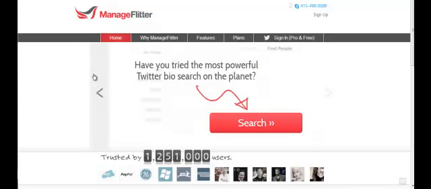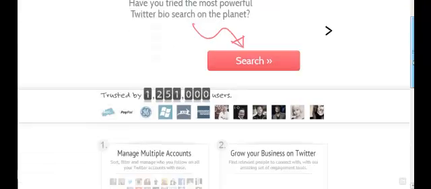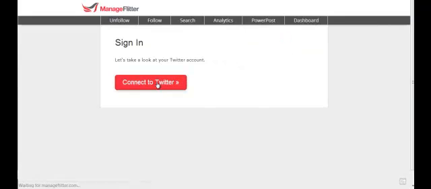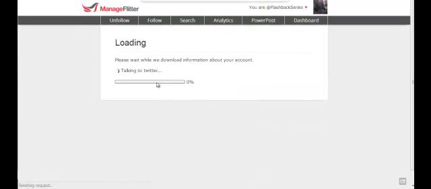We're going to now transition to ManageFlitter. ManageFlitter is where I go and I actually unfollow people. This site does many things as well, but I use it for unfollowing people who do not follow me back, typically after a 48-hour period, to give them extra time to follow. Typically 24 hours is enough because most people are going to follow you pretty much that same day.